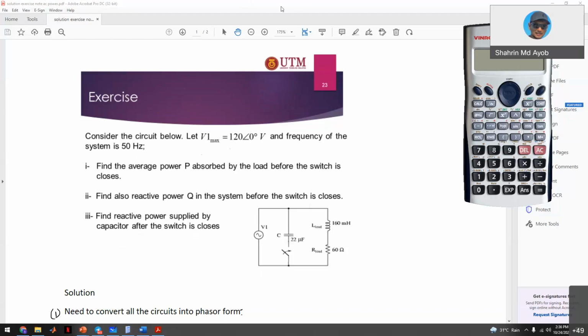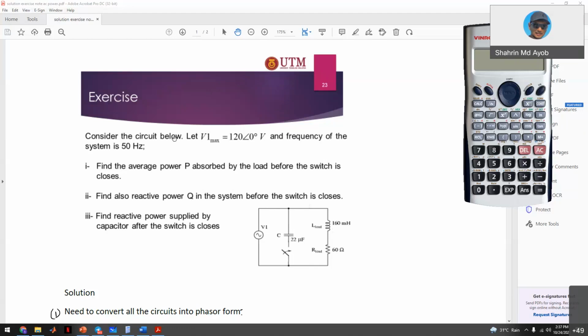Oh, I was muted. Okay, can you hear me? Okay. So actually the solution is quite long, and I think it's not appropriate to fully discuss the solution. So what I will do is share the solution with you in the WhatsApp group. At the same time, for this one, I will just show the steps and the correct way on how to solve this one. So let's look at the question first.